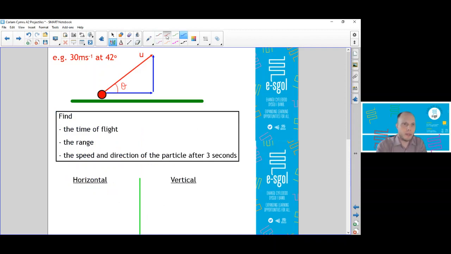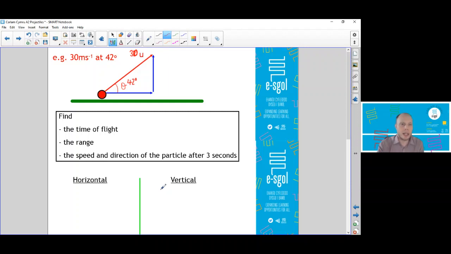So if I replace, we've got 32 up here for you, and we've got 30 up there for you, and 42 for our angle. And we're going to do three things. We're going to find the time of flight, so how long is it in the air for? And we're going to find the range, and range means how far away does it land. I'm keeping all of these on horizontal ground, otherwise you'd need to take into account the slope. And we're going to find the speed and direction of the particle after 3 seconds.